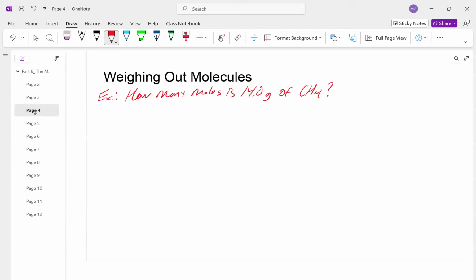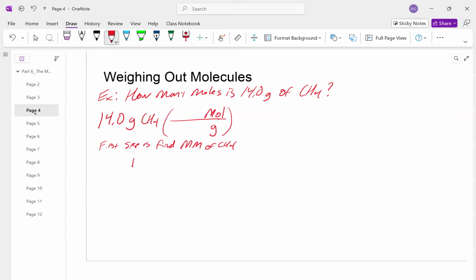So I'm going to do the same thing. I'm going to start with what I'm given. I'm going to set up a conversion factor. So 14 grams of methane. And how do I go to moles? Well, I want grams to cancel out. And if I knew the molar mass of methane, I could plug that into this conversion factor. Well, how do I find that? Get your periodic table and add up the mass of all of the atoms. So first step here is find the molar mass of methane.